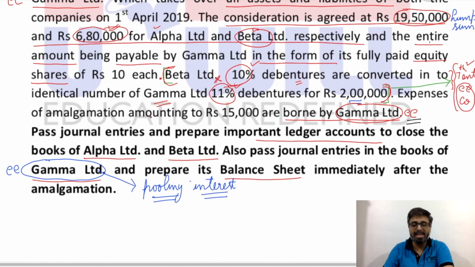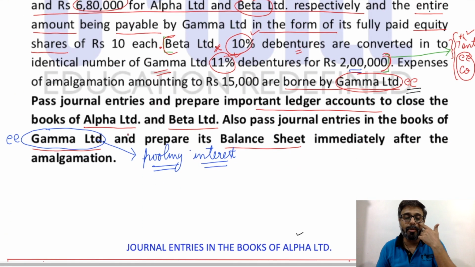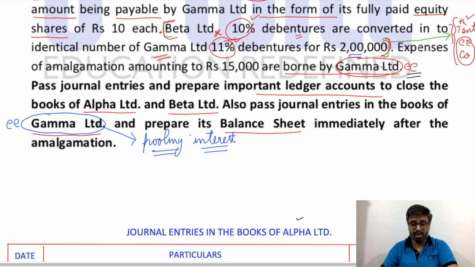Today, in the same question 1, we are going to look at the entries and the balance sheet also. You can look at the last paragraph of the question, what is asked of you. The first part we had done, now this second part onwards: also pass journal entries in the books of Gamma Limited, that we are going to see today, and prepare its balance sheet immediately after the amalgamation. That also we are going to see today.